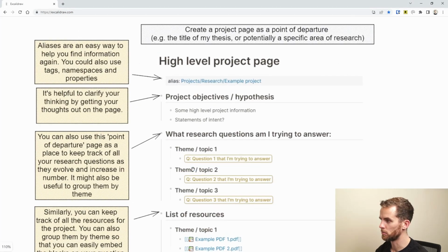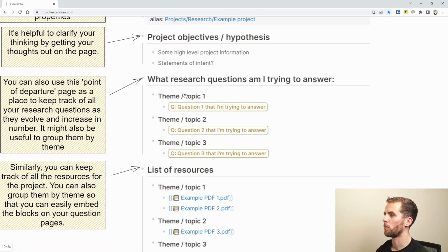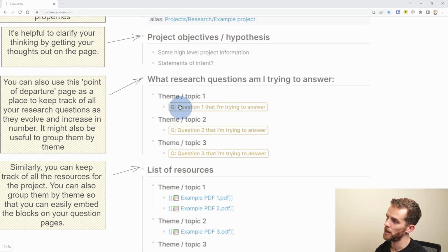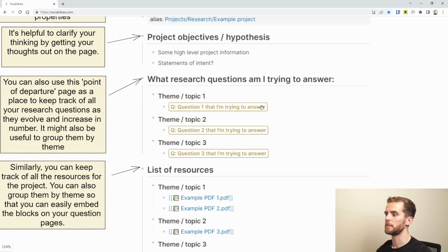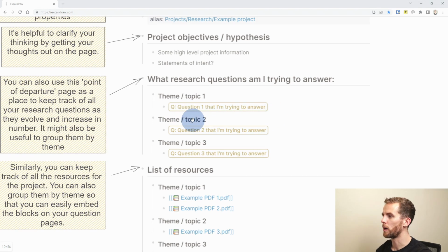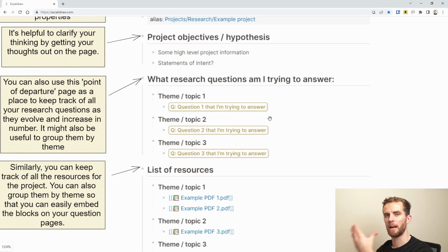So let me zoom in a bit more. There's theme 1 or theme/topic 1, and then I indent the questions that I'm trying to answer underneath that. Now this here is a page link that I'm using CSS with. I'm not going to go into that. You don't need to use CSS. It's just a helpful visual mechanism again to help you keep track of different pieces of information. And here I could theoretically build out questions underneath that. Question 1.1, question 1.2. I'm not going to number those questions. I'm just saying it's a subset of question 1.